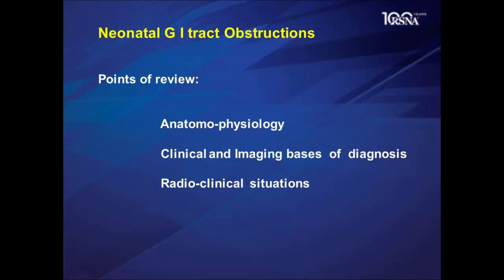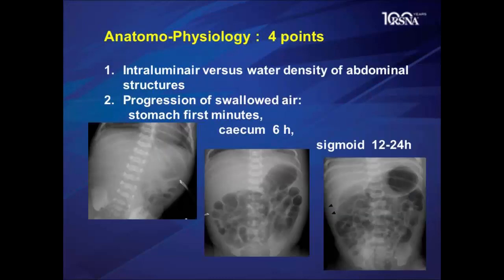So we will basically review three fields. First, basic anatomic and physiologic points which help us understand the underlying mechanism and the structure of the disease that we encounter. Then we'll open up a field of clinical and imaging basis in terms of science to build up our diagnosis. So this will be met in different radioclinical situations. First of all, some basic points.